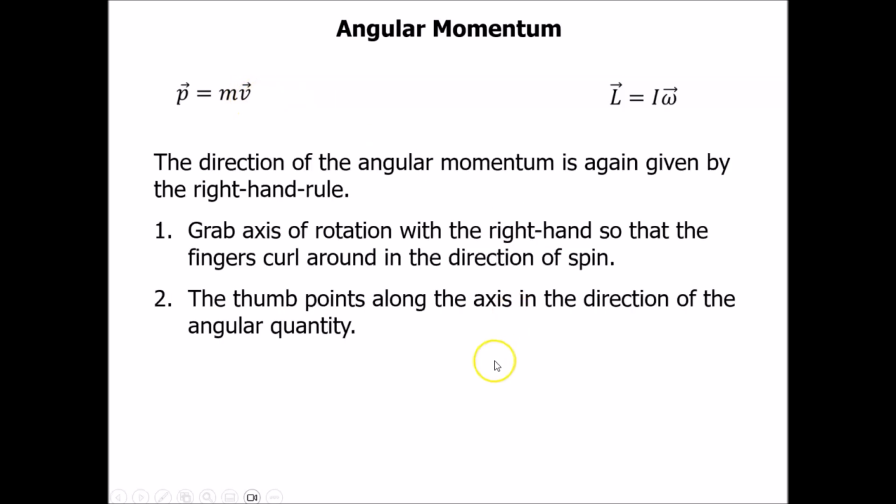And it is. The direction of the angular momentum is given by the right-hand rule. So if you grab the axis with your right hand so that the fingers curl around in the direction of spin, the thumb points along the axis in the direction of the angular quantity.